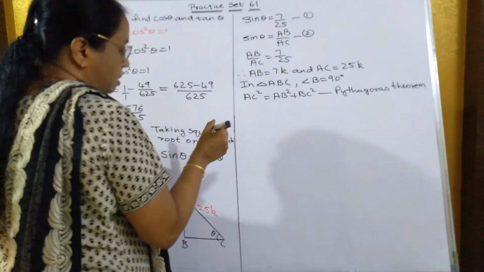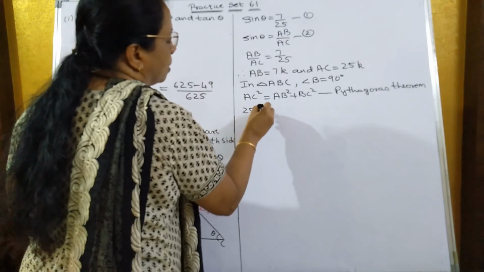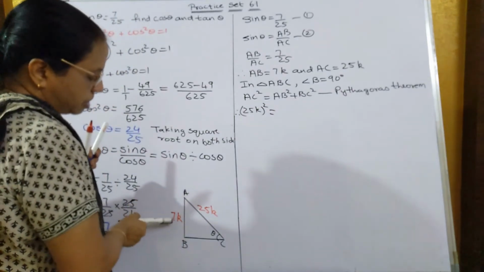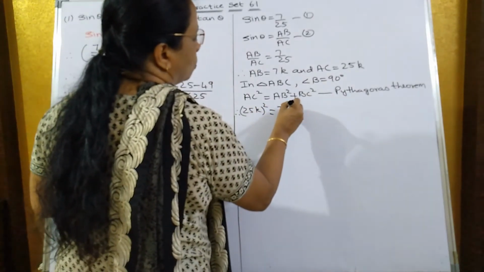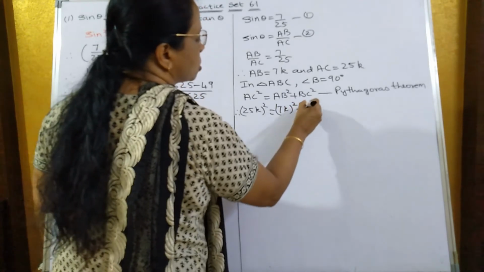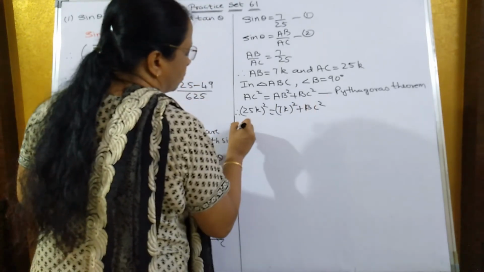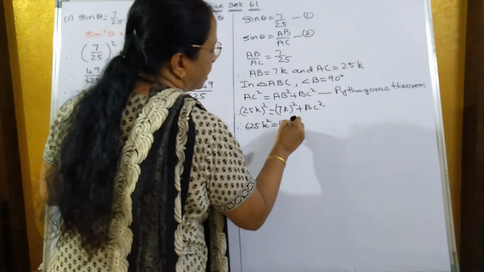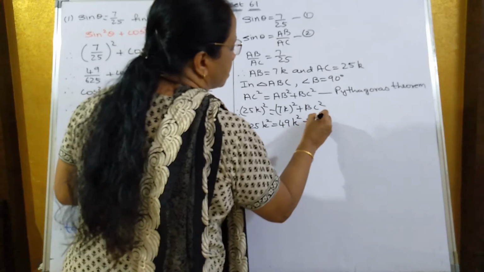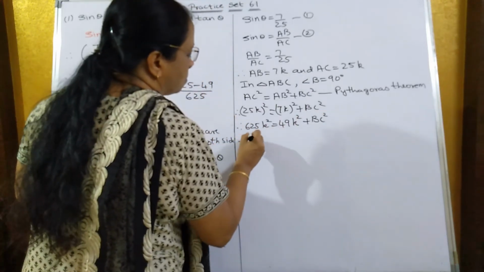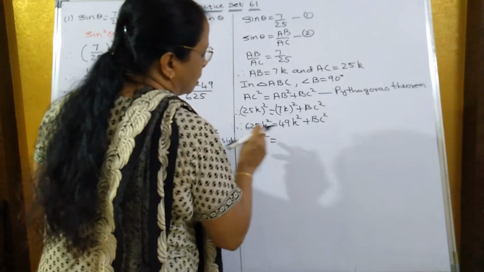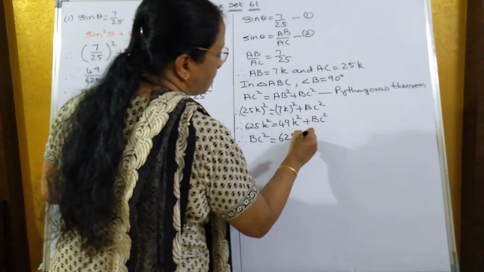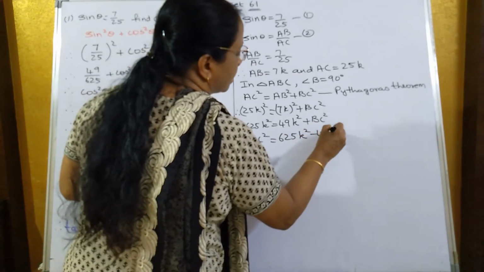What is AC? 25K, the whole square, is equal to AB, which is 7K, the whole square, plus BC square, which we have to find out. So 625K square is equal to 49K square plus BC square. Therefore BC square is equal to what? Bring this 49K square to this side, so you'll get 625K square minus 49K square.